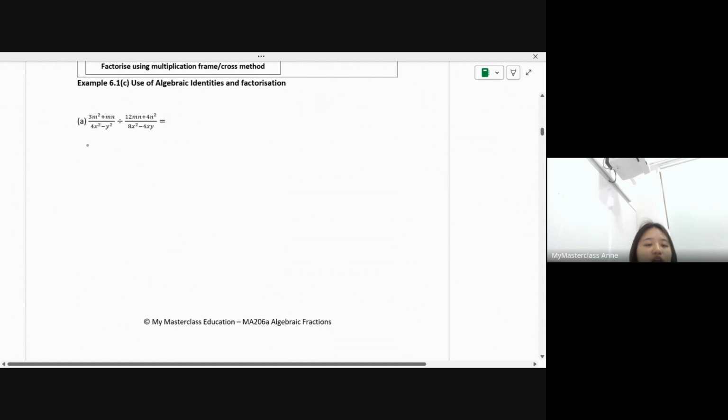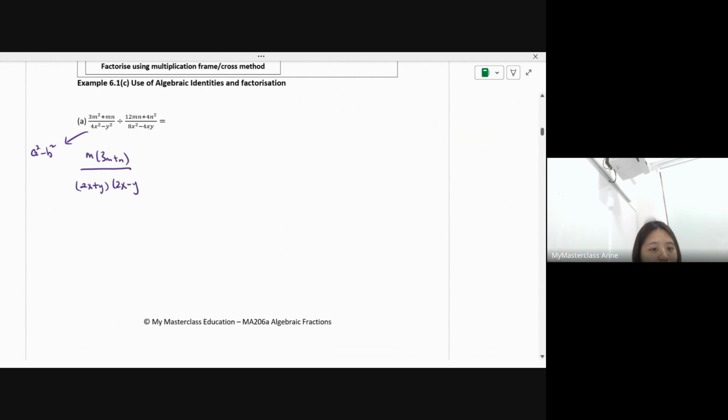Same thing. Remember, when we do algebraic fractions, we always pull out the common factor. 3m squared plus mn, common factor m, so m bracket 3m plus n, divided by this one. How do I do? If I can't see the common factor, then I'm going to do factorization or use my algebraic rule. This one we can see is actually a squared minus b squared. So I'll do 2x plus y, 2x minus y.